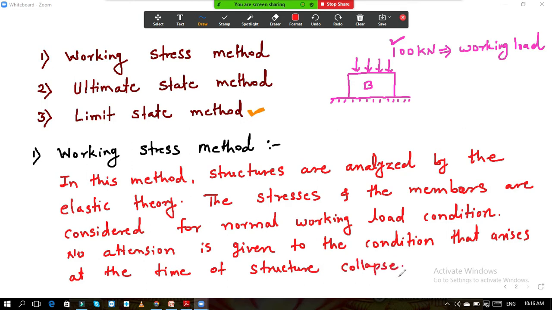At the time of structure collapse. Now this is a very important point. See over here, what is the next point? No attention is given to the condition that arises at the time of structure collapse.